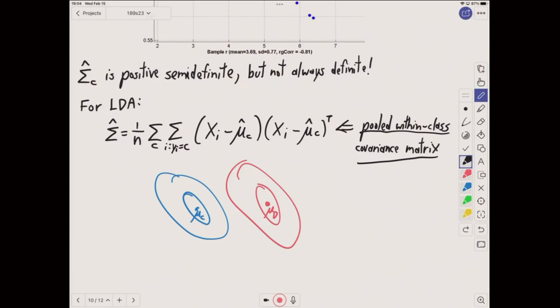Then what we're going to do is, you can see there's sort of a double summation here. The outer summation is summing over all the classes, and then within each class we are summing the individual contributions from each sample point in that class. And then we divide by the total number of sample points. So when you put those three things together, we are taking an average of a bunch of rank 1 outer product matrices. And it's just that each of those outer product matrices may be computed off of a different mean.